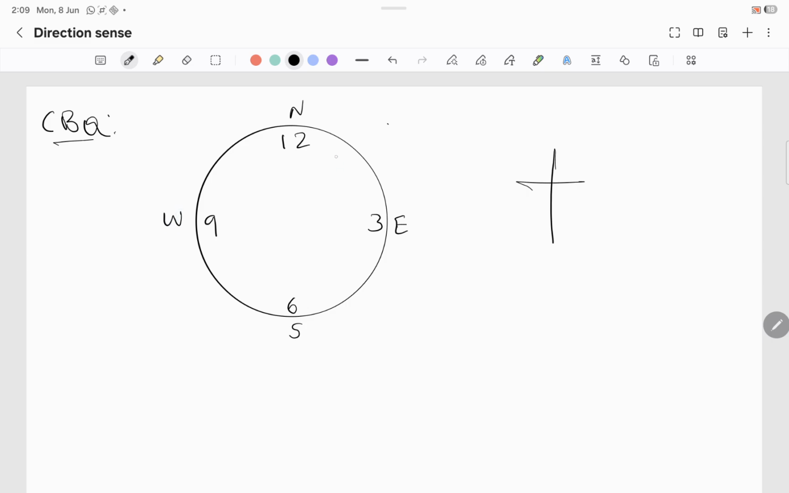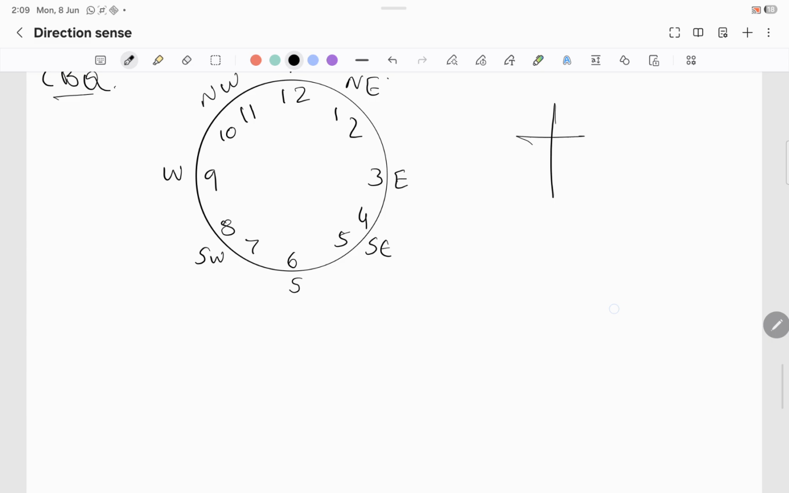Now 1 and 2 are in between north and east, so northeast region. 4 and 5 are in southeast region. 7 and 8 are in southwest region. 10 and 11 are in northwest region. Okay. Now what questions will they ask?